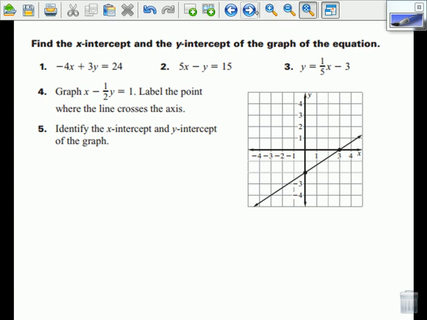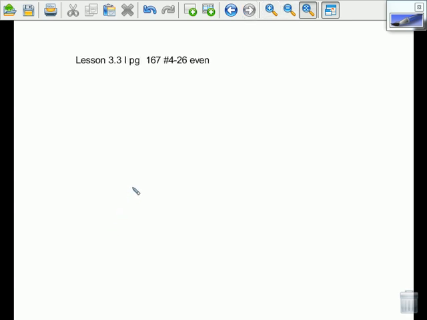All right, if you'd like to start your assignment, here it is. It's page 167, numbers 4 to 26 even. And in the directions, in some of them, it says find the x and the y intercepts of the graph. If it does not specifically say graph it, so for example, problems 4 through 14, the directions say find the x and y intercept of the graph. That just means work it out, find the intercepts, you don't have to graph it.